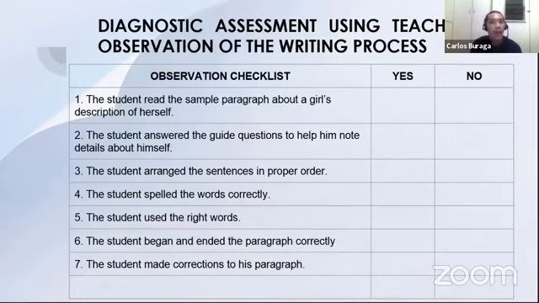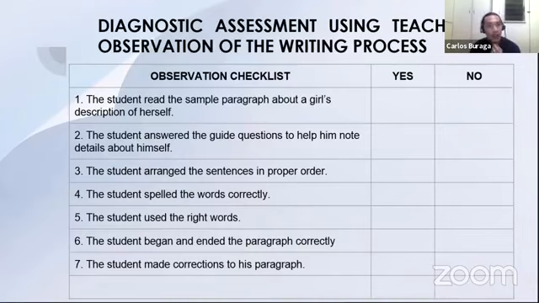Okay, how did the student plan during the process? Did the student read the sample paragraph about a girl's description provided? You just put yes or no, depending on what was observed in the child. Of course, the teacher will be the one accomplishing this. And the same goes for whether the student was able to arrange the sentences in proper order. Through this, the teacher would be able to identify the reasons why the student has comprehension problems in writing.